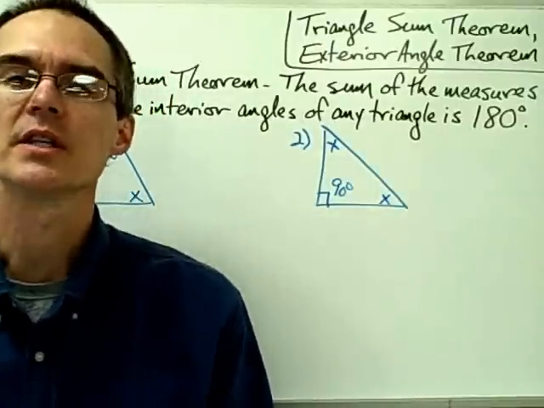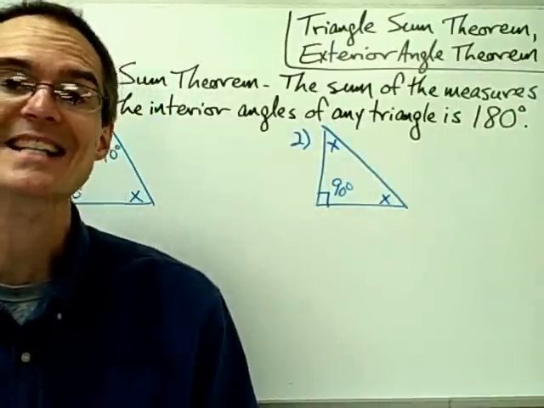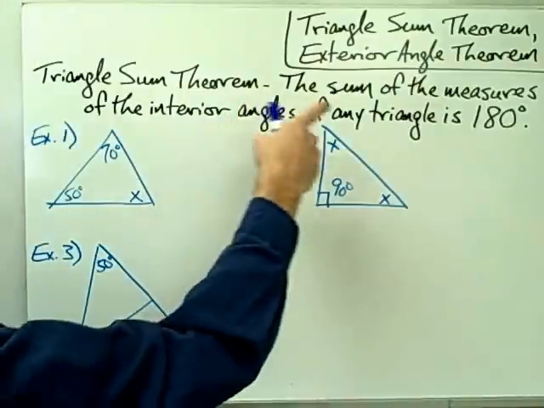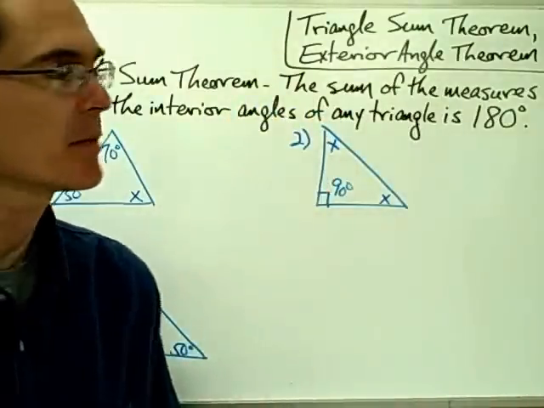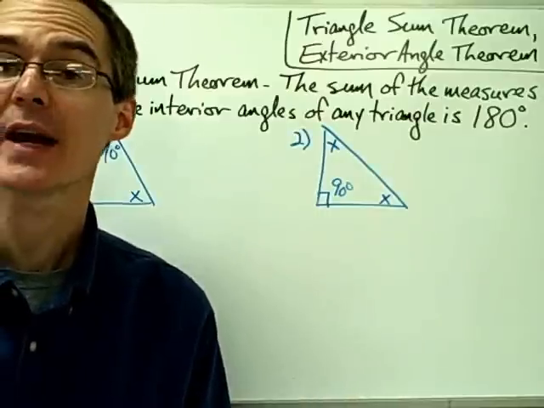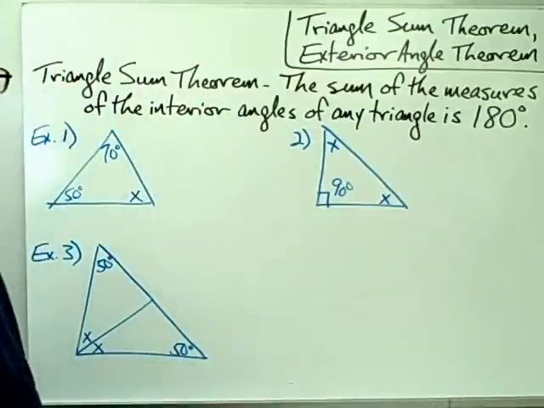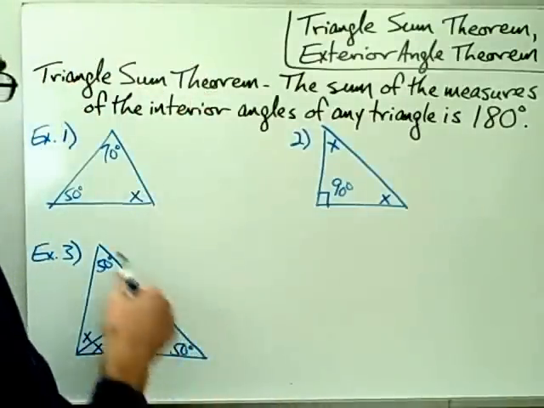Okay, this video is on the triangle sum theorem and the exterior angle theorem. Now, the triangle sum theorem we've already talked about says that the sum of the measures of the interior angles of any triangle is always equal to 180 degrees. So let's take a look at a few examples of this one.